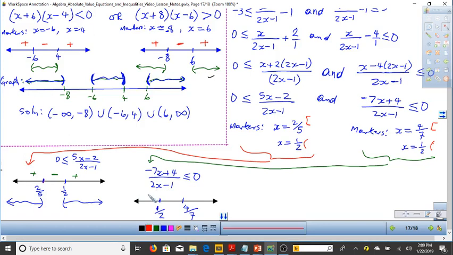I plug in something to the right of 4/7, like 1. Negative 7 plus 4 is negative 7. And then 2 minus 1 is positive 2. Negative 7 divided by positive 2 is negative. And once again, I average out those numbers and try that number.